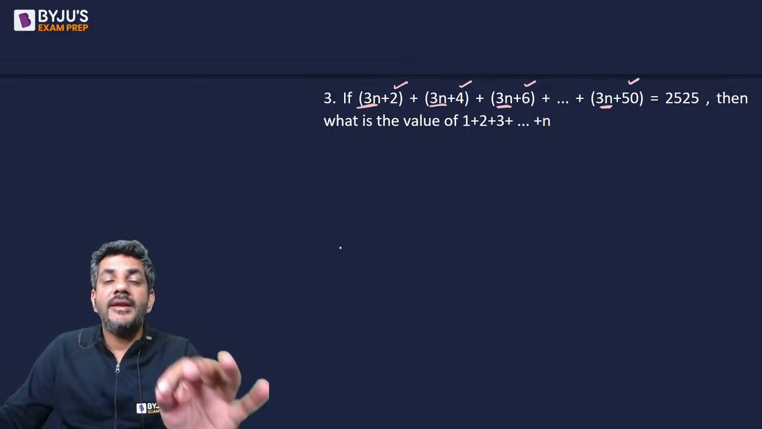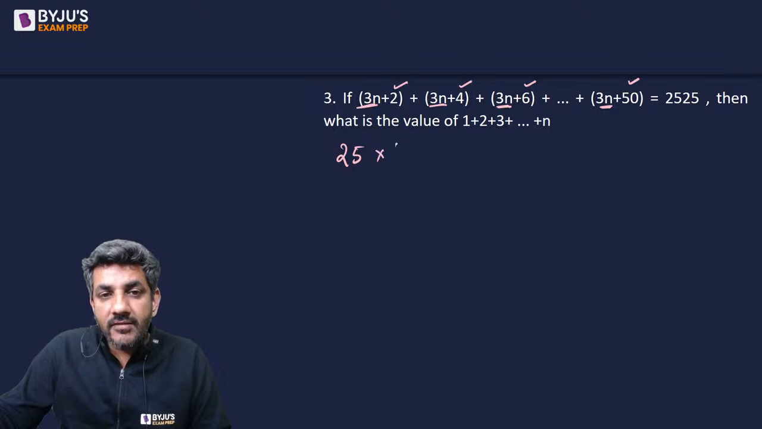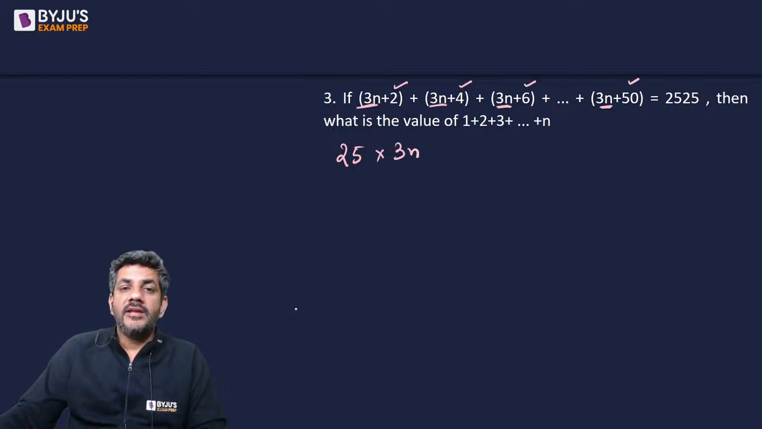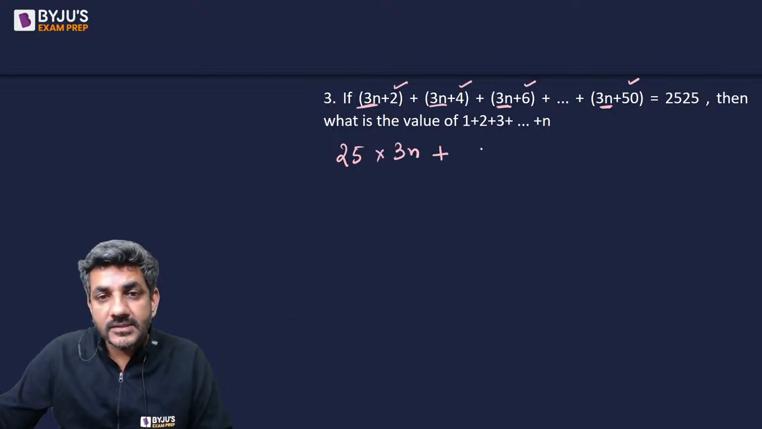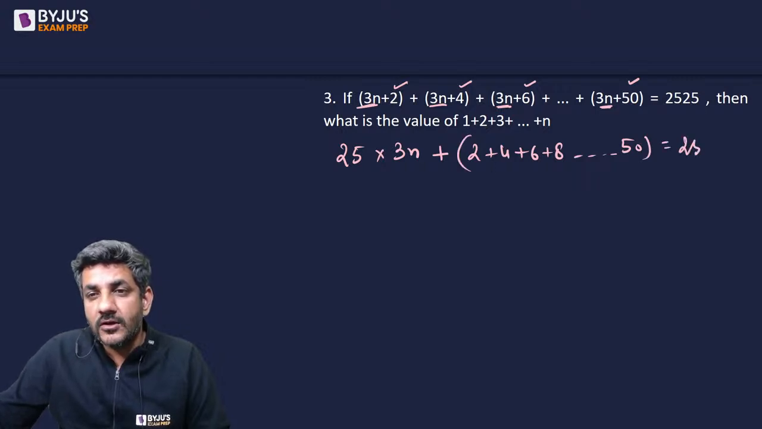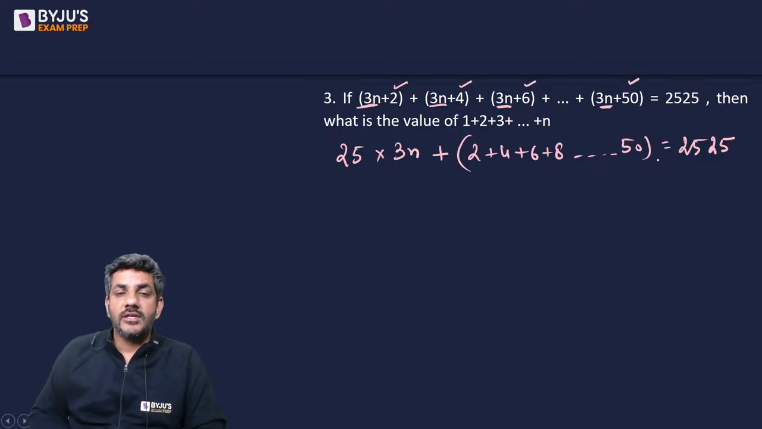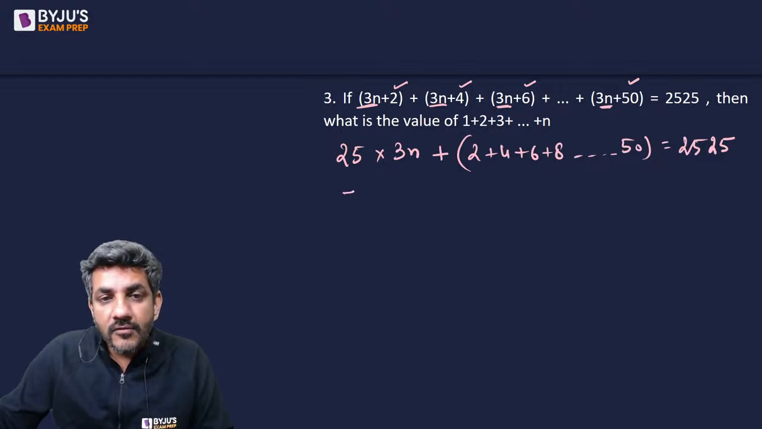These are the first 25 even numbers. So 25 times I will have 3n, plus separately 2 plus 4 plus 6 plus 8 and so on and so forth up to 50, and this whole is equal to 2525. From here I get 75n plus.